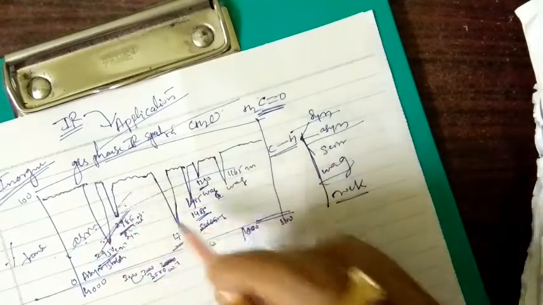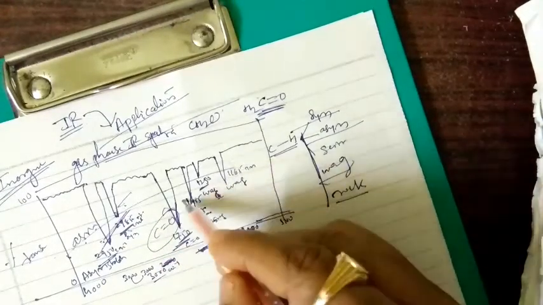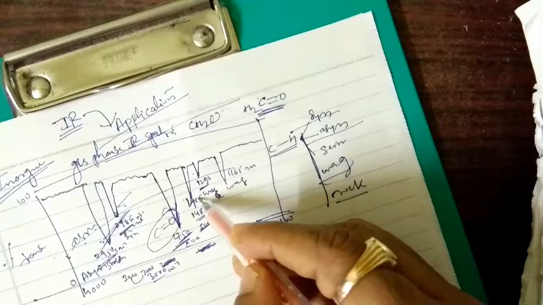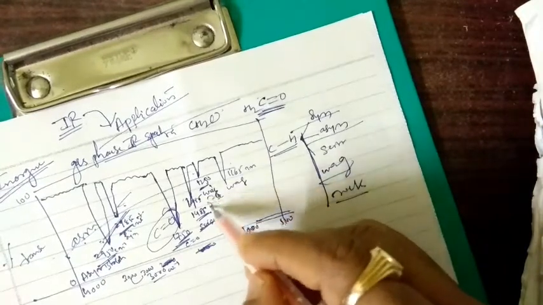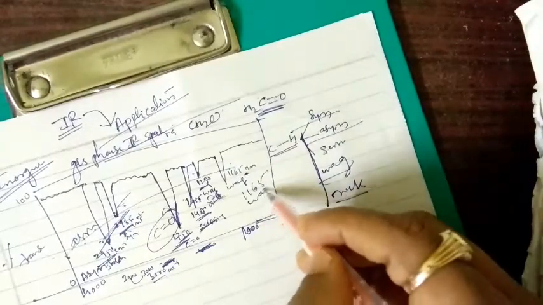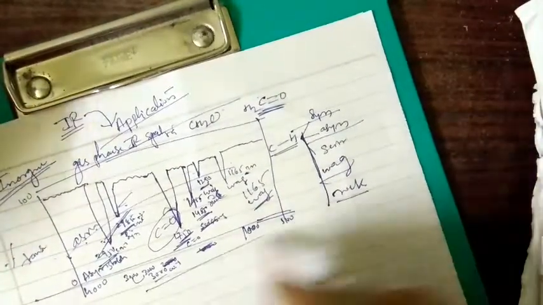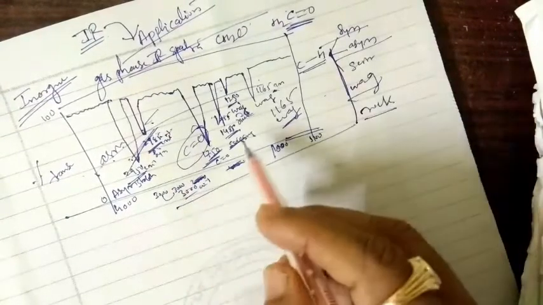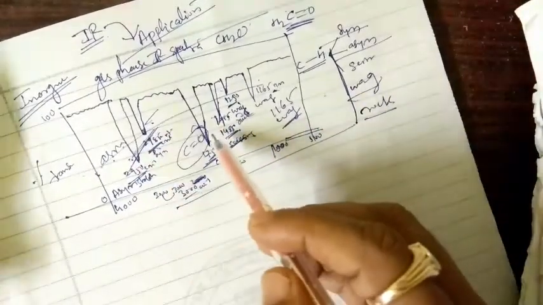Then 1750 is the carbonyl, C double bond O. We see different modes of vibration: scissoring at 1485, rocking at 1250, and lastly wagging at 1165. Depending on the different modes of vibration, the IR shows absorption, either a dip or a peak.